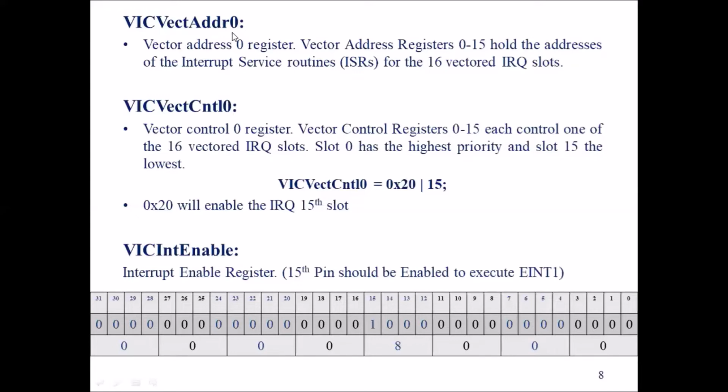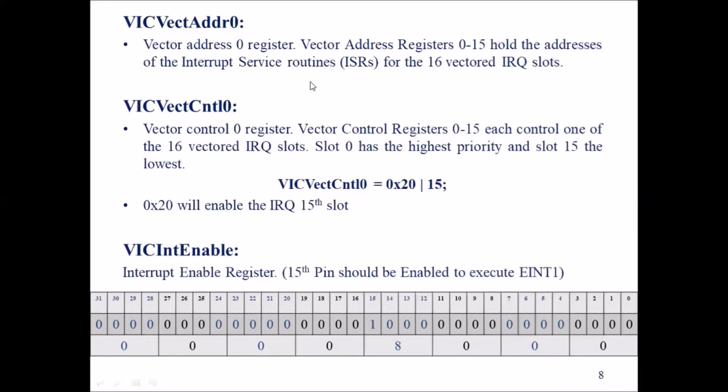Again, as I told, there are 16 interrupts that can be handled in the vector interrupt controller, so here we have 16 different vector control registers, ranging from 0 to 15. Each controls one of the 16 vector interrupt request slots. Again, slot 0 has the highest priority and slot 15 has the lowest priority.